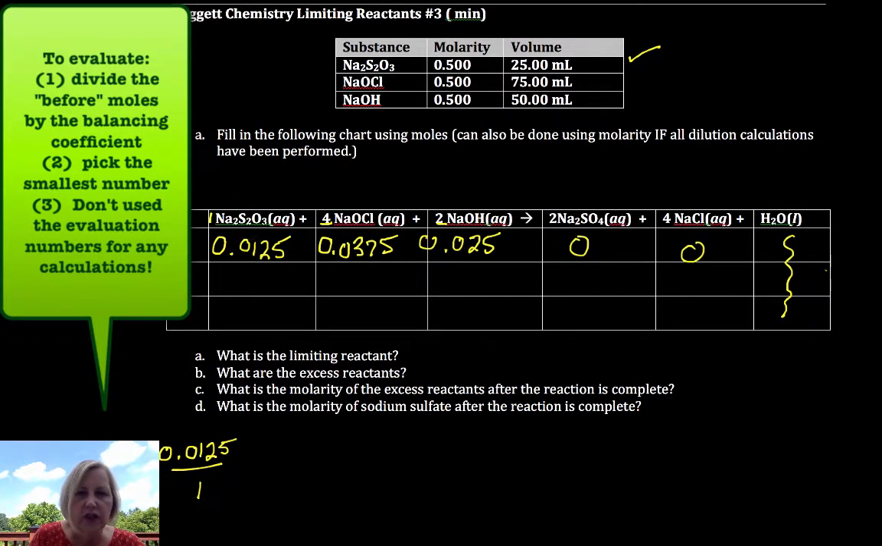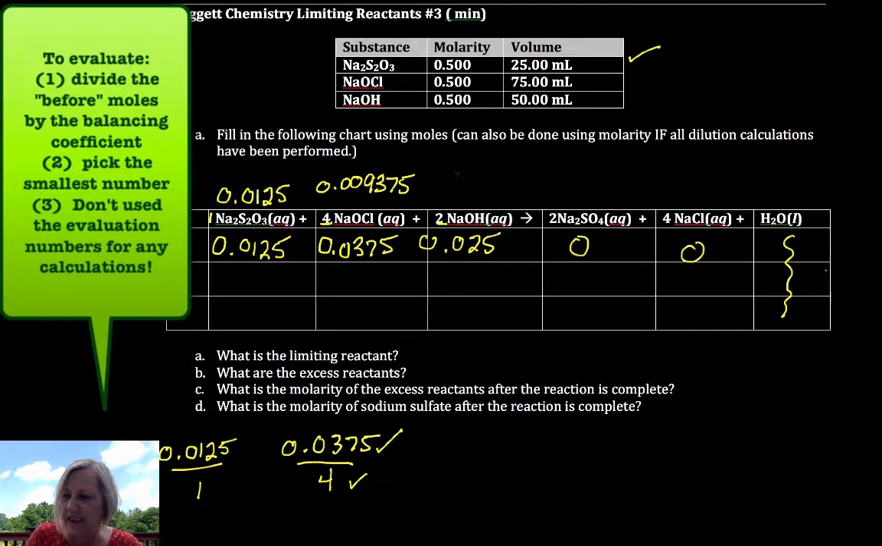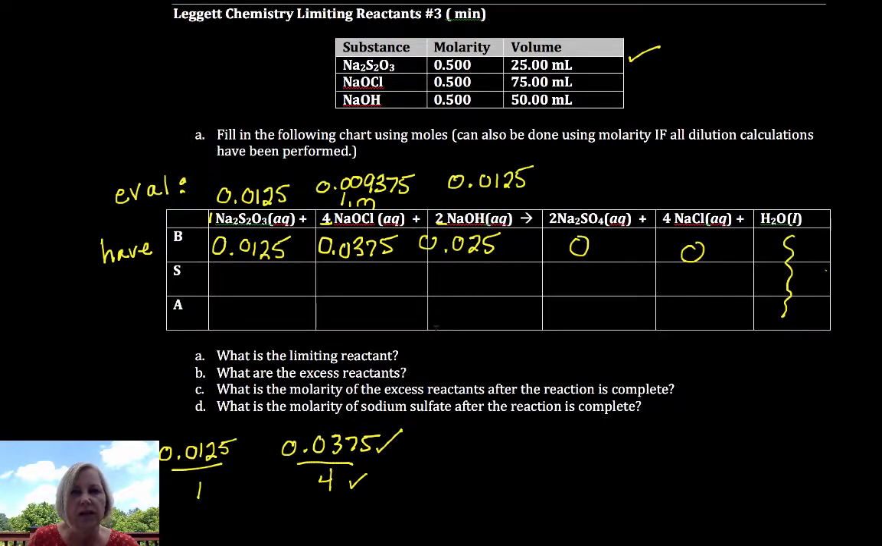So for this, it's just 0.0125 divided by 1. So we're dividing by the balancing coefficient, and I get 0.0125. For NaOCl, it'd be 0.0375 divided by 4, what we have compared to what we need. And we get 0.009375. And if we did NaOH the same way, 0.025 divided by 2, you get 0.0125. Now, the limiting is the smallest of these evaluation numbers. And so in our case, that means our sodium hypochlorite is our limiting reactant.